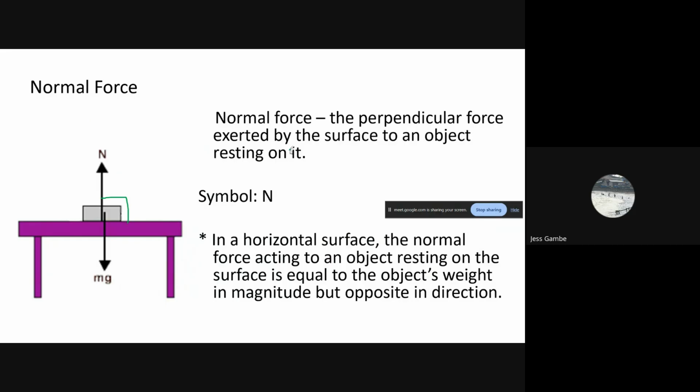On a horizontal surface, the normal force acting on an object resting on the surface is equal to the object's weight in magnitude but opposite in direction. So, let's say the block on the table is not moving, either upward or downward, the normal force is equal to the weight of the object. Okay? They cancel each other out. So if you know the weight, then you can know the normal force for this case. Okay. Next.